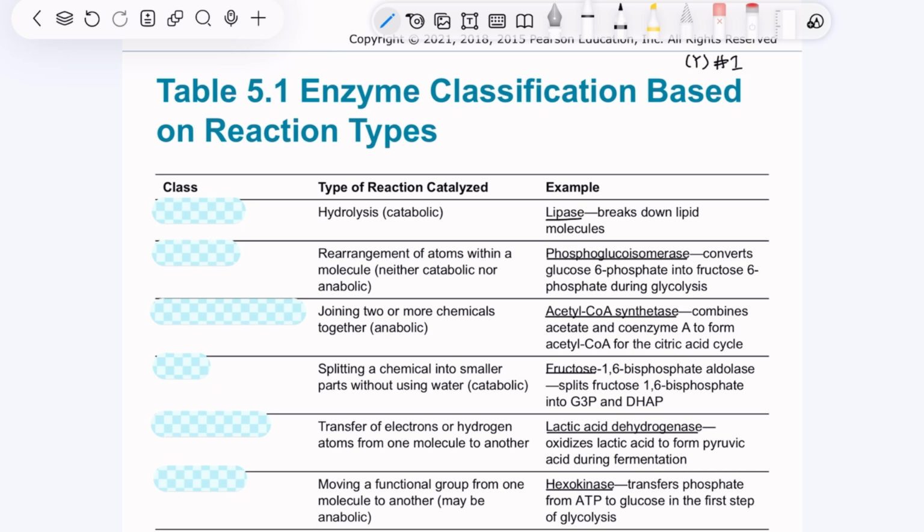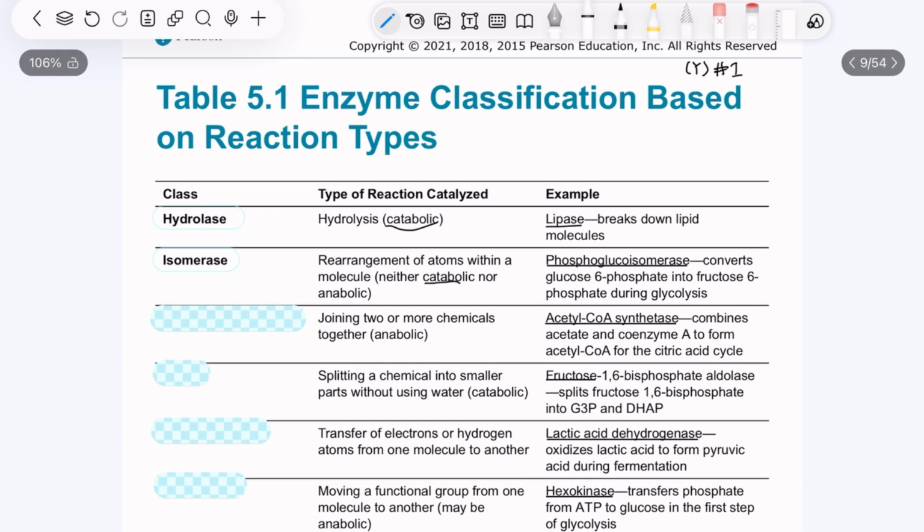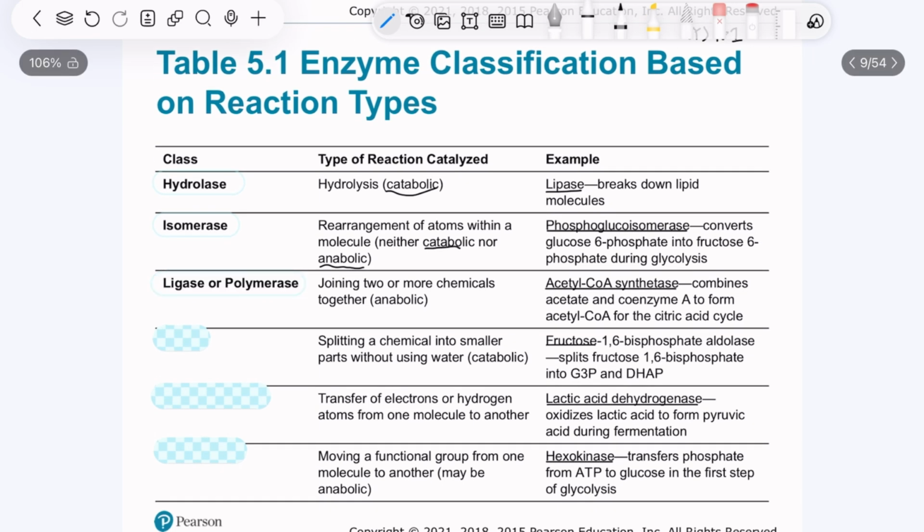We first have hydrolase. Hydrolase or hydrolysis is the breaking down of molecules by adding water. This is catabolic. An example of this is lipase. Lipase breaks down lipid molecules. We then move on to isomerase. Isomerase is the rearrangement of atoms within a molecule. It is neither catabolic nor anabolic. An example of this is phosphoglucoisomerase, which converts glucose 6-phosphate into fructose 6-phosphate during glycolysis. We then move on to ligase or polymerase.